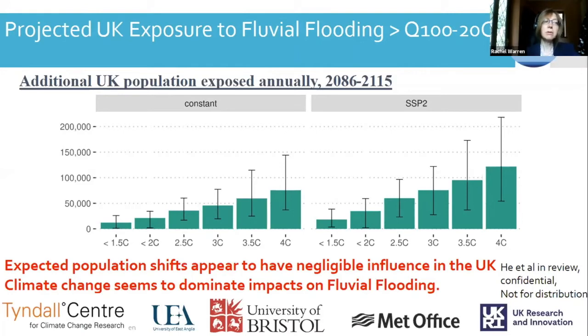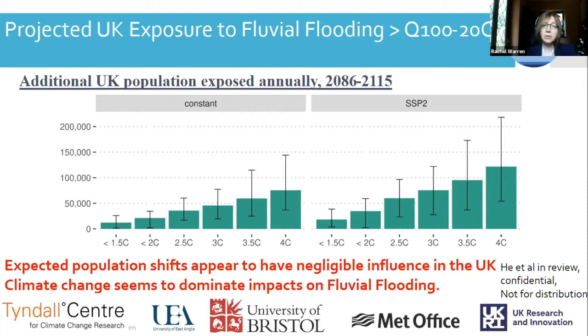This is an example of our preliminary risk assessment. The projections here are for exposure to fluvial flooding and refer to an average over a simulated future 30-year period, 2086 to 2115, across a range of scenarios with different levels of warming by that time period. So here we first calculated the depth of the worst flood in the past 100 years in each grid cell, which is called Q100. And we calculated then the additional exposure of people to floods of this magnitude or greater in that future 30-year period.